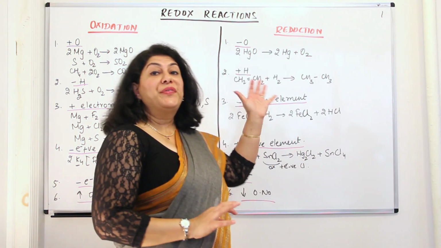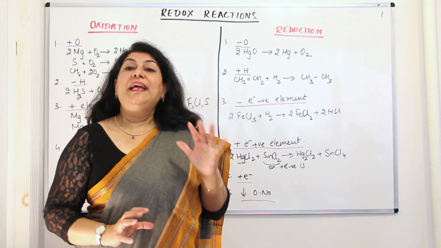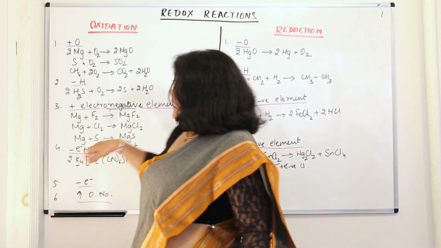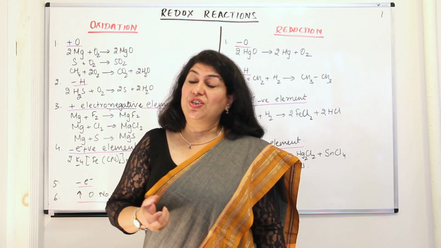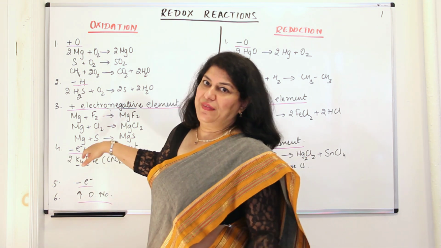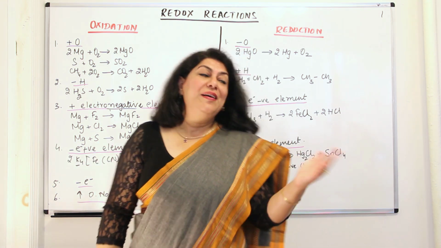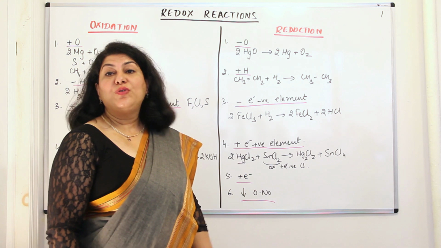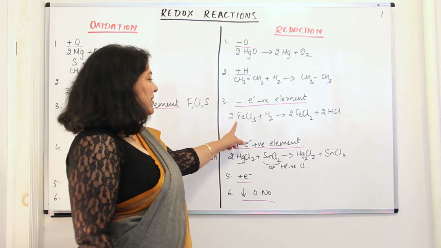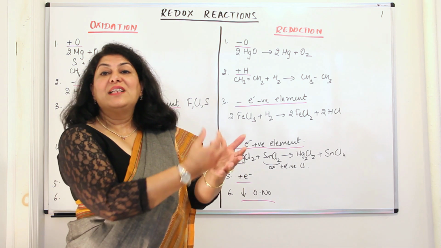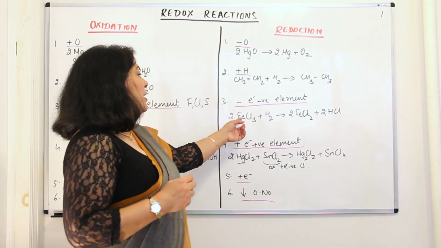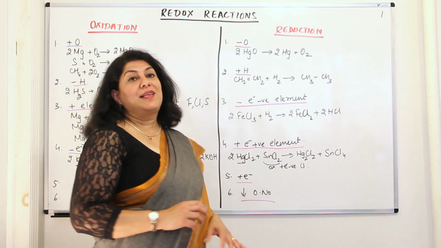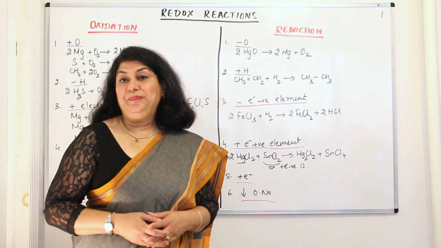So let us now come to the reduction side. Removal of an electronegative element is reduction. We said addition of an electronegative element like fluorine, chlorine, sulfur was oxidation. Therefore, removal of an electronegative element like fluorine, chlorine, sulfur would be reduction. So take a look at this example here. 2FeCl3 plus H2 gives you 2FeCl2. From FeCl3 you get FeCl2. One chlorine has been removed from the molecule. Therefore, chlorine is an electronegative element. It has been removed. Therefore, FeCl3 in this case has undergone reduction.